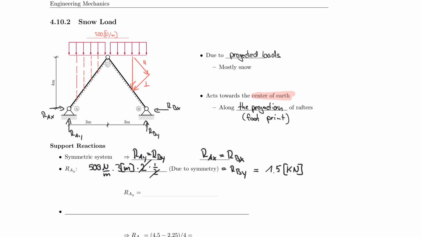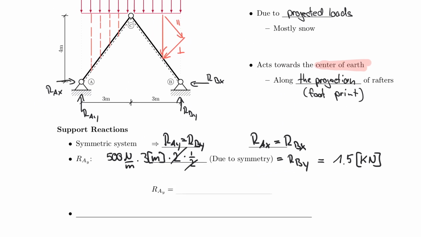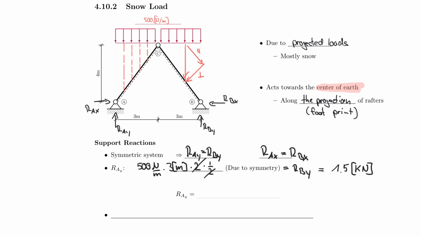RBY, that's the vertical load. And so now I can calculate RAY, which is pretty much done with a similar method as before. So I take the sum of the moments about the hinge, right? So the sum of the moments about the hinge is equal to 0. And the hinge actually is at C, by the way, counterclockwise positive.